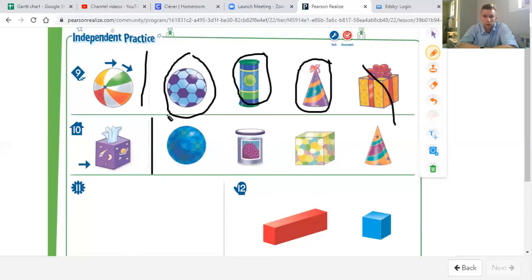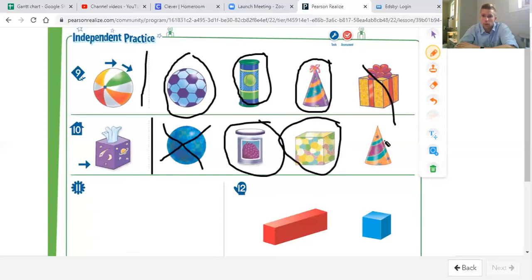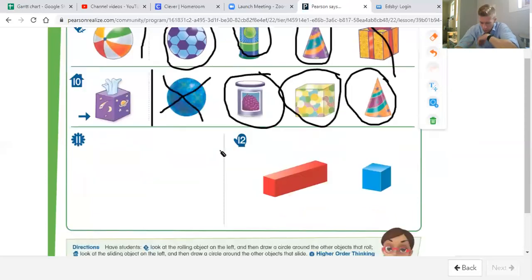All right, let's go over it. Does this slide? No, a sphere rolls. We know that. Does the cylinder slide? Yes, it has a flat side. Does a cube slide? Yes. Does a cone slide? Yes. Nice job if you got all three of those right.